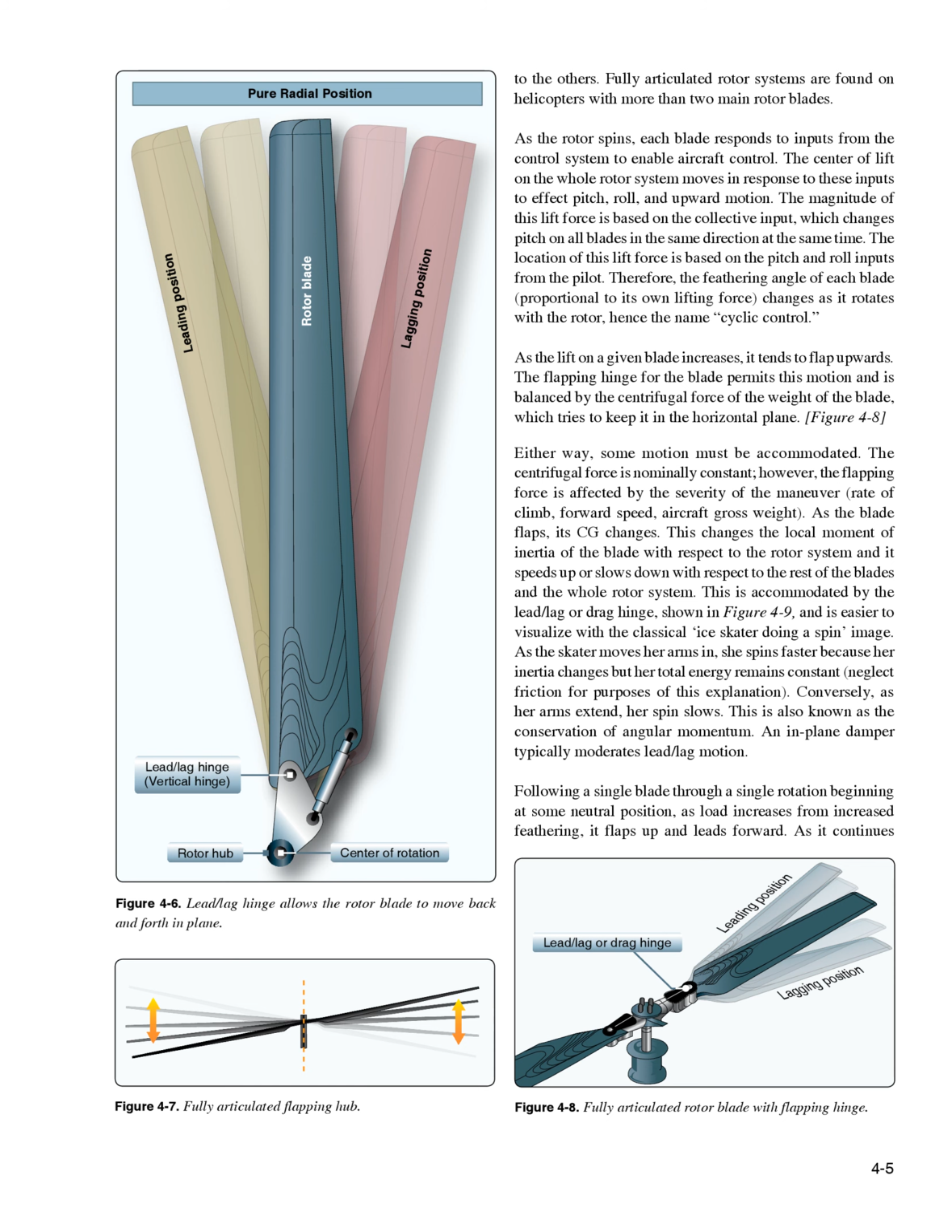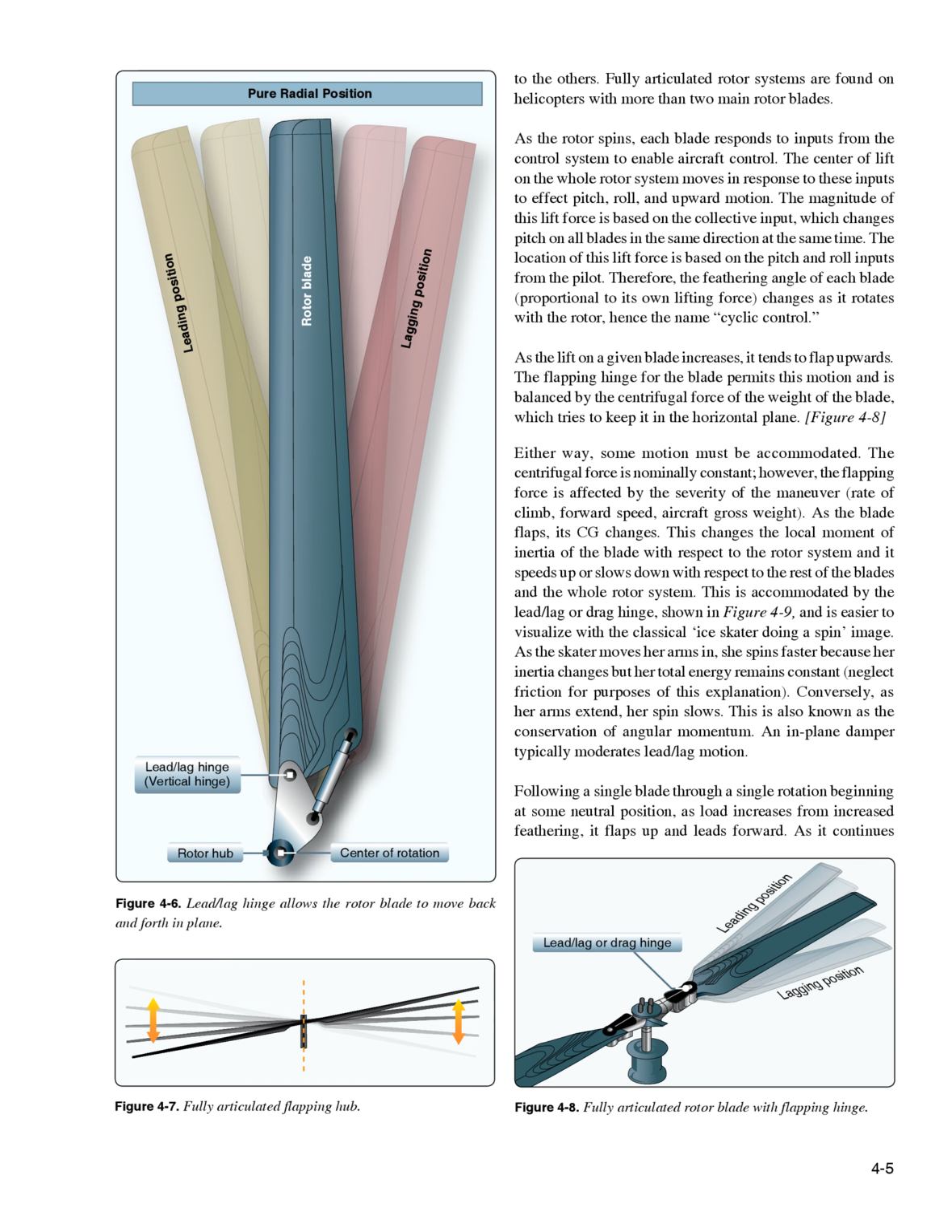As the blade flaps, its CG changes. This changes the local moment of inertia of the blade with respect to the rotor system, and it speeds up or slows down with respect to the rest of the blades and the whole rotor system. This is accommodated by the lead/lag or drag hinge, shown in Figure 4.9, and is easier to visualize with the classical ice skater doing a spin image.